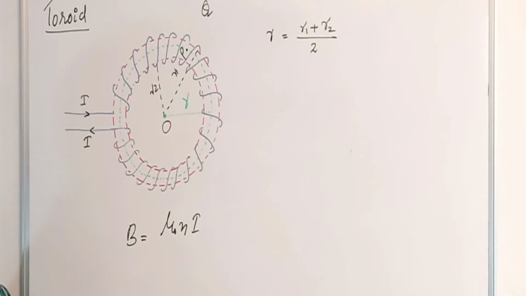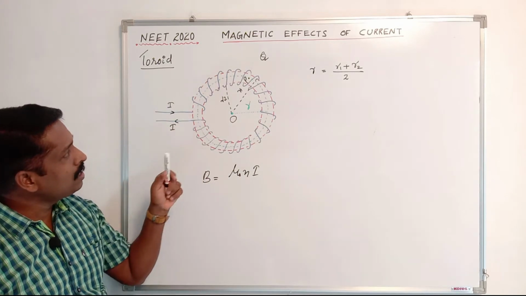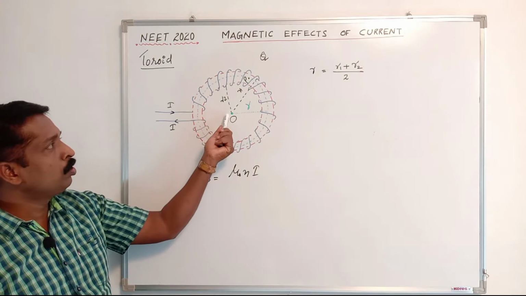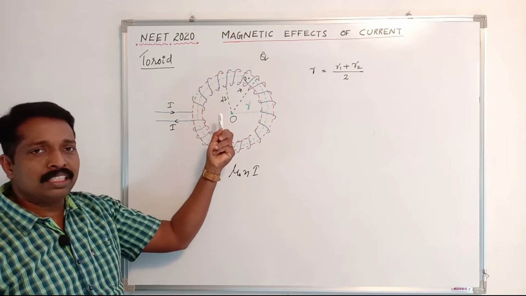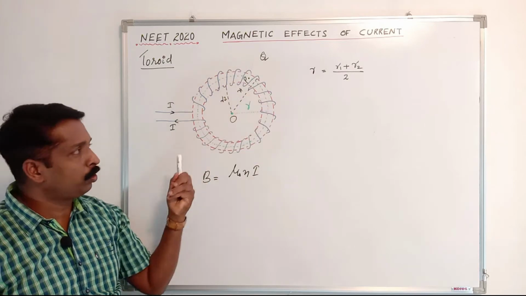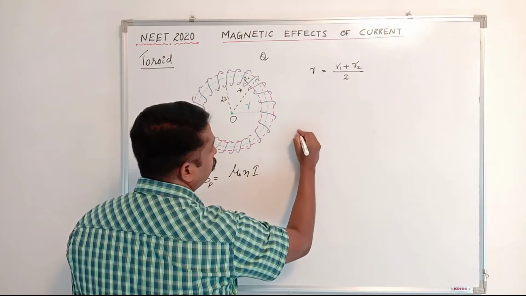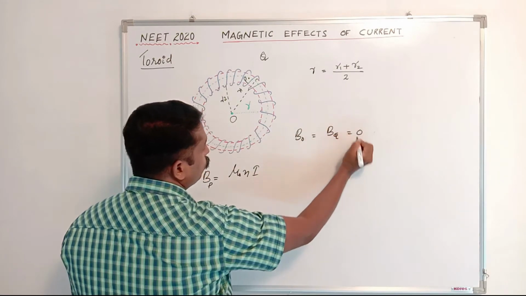Here we consider 3 points O, P and Q. At these 3 points, magnetic intensity is measured. At O and Q, there is no field. Only field lines are present along the axis of the toroid. So BP is equal to mu 0 N i and BO is equal to BQ is equal to 0.